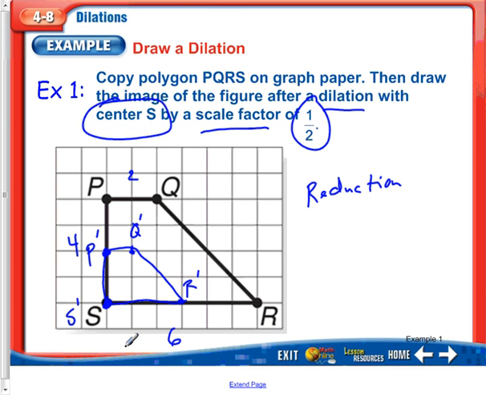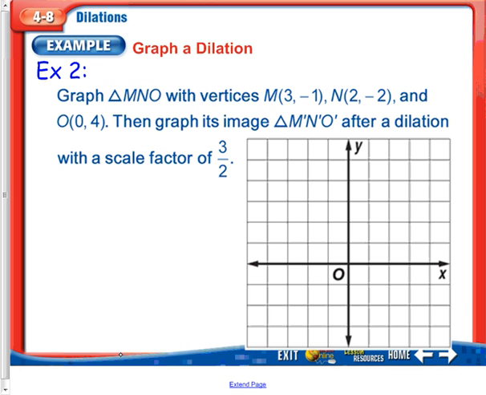Sometimes we'll have the origin as the center. So for example 2, it says graph triangle MNO with vertices M (3, -1). So let's go ahead and put that point in. So we'll go 1, 2, 3, -1, and we'll always label that M. This is our original, so we're not putting a prime.